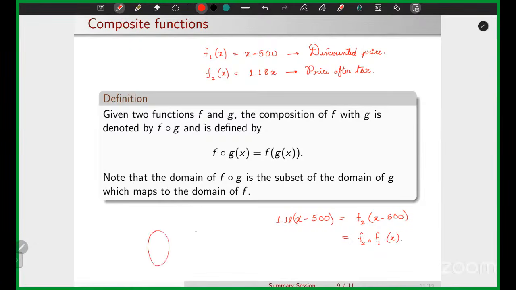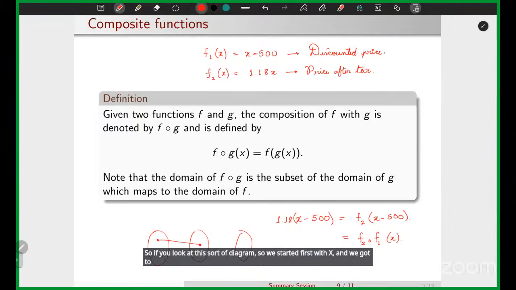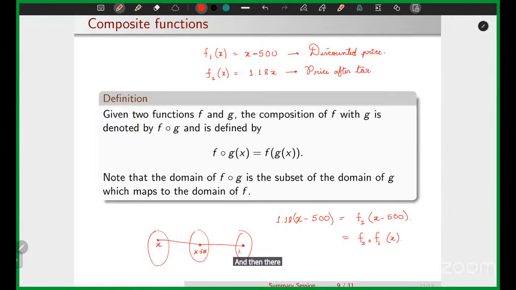So if you look at this diagram, we started first with x and we got to x minus 500. And then there is a scaling factor 1.18 of that x minus 500. So there were two functions applied on some starting value.